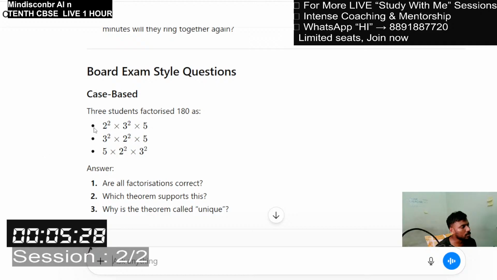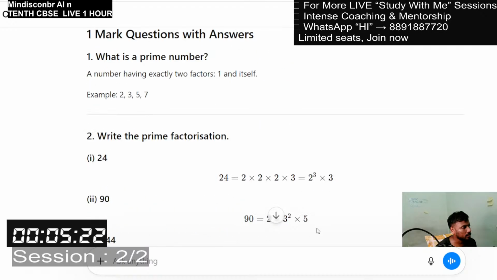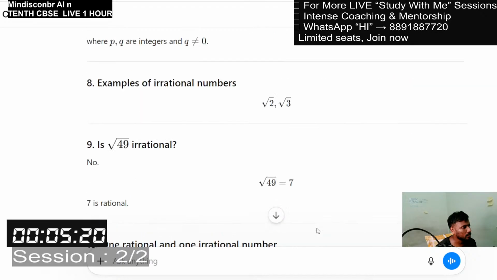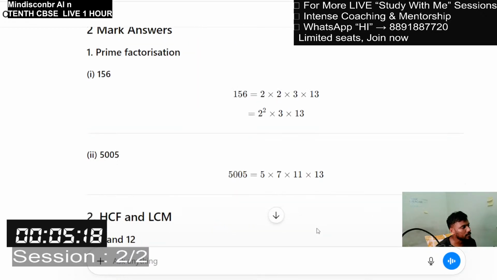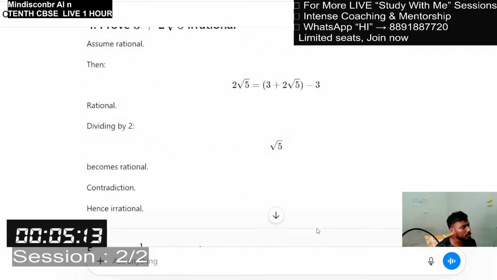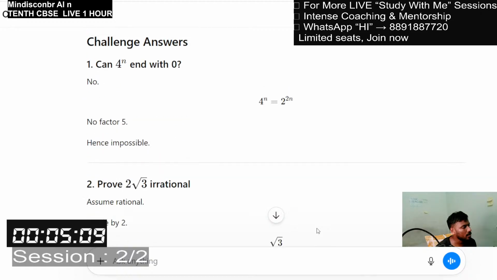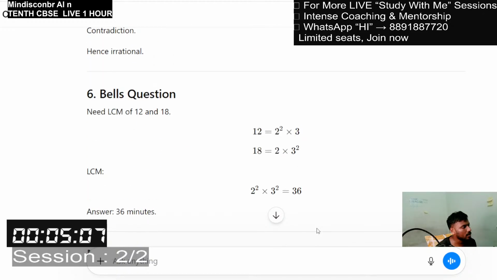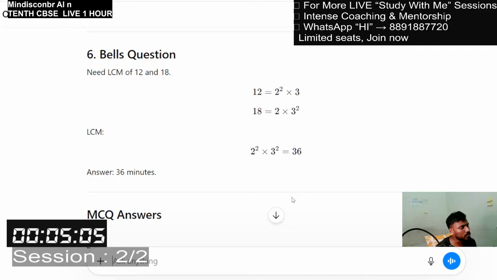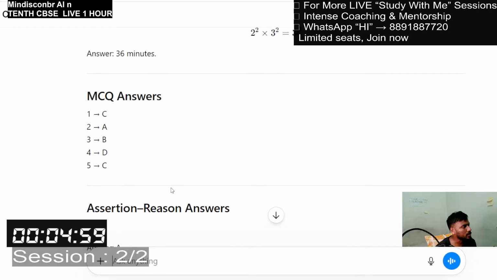Because these all are prime numbers. They do not repeat. That's a good question. The bells ringing question, we got it as 36. Now the MCQ answers.